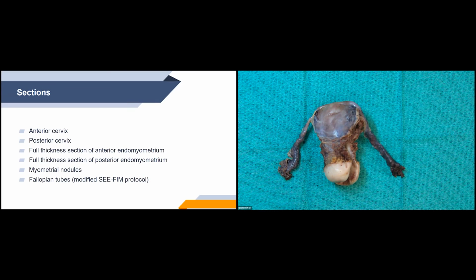So our sections that we would be submitting for a benign hysterectomy specimen would be our anterior cervix, posterior cervix, a full thickness section of the anterior endomyometrium, a full thickness section of the posterior endomyometrium. If we had any myometrial nodules, we'd be submitting sections of those. And then we do our fallopian tubes submitted as modified CFIM protocol. And I have a few images coming up later showing exactly what this modified CFIM protocol is.